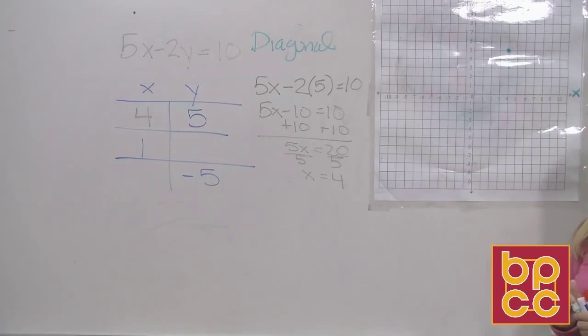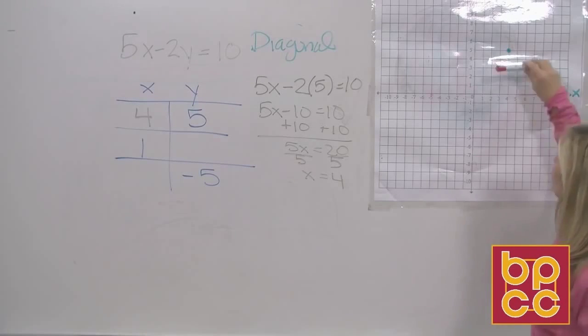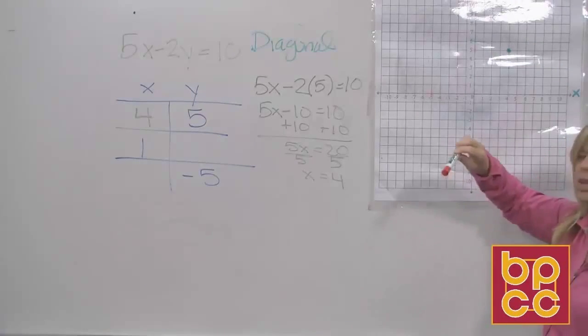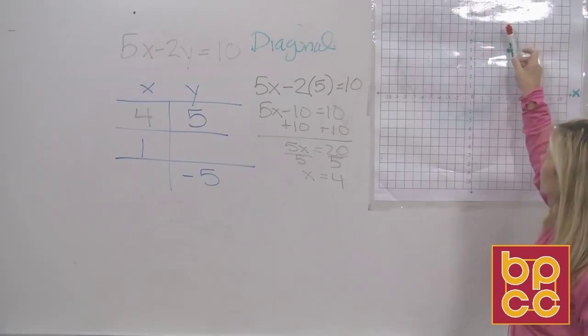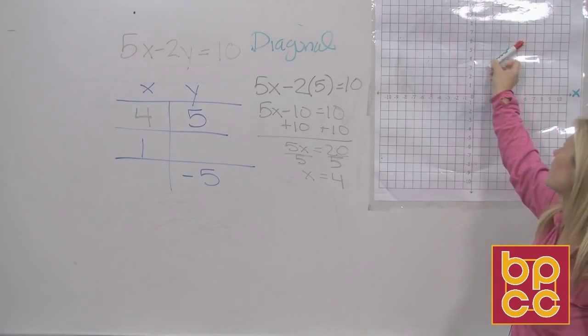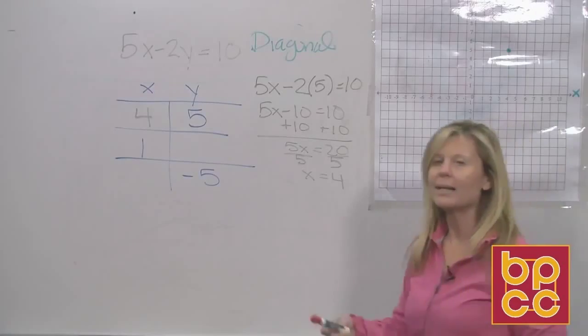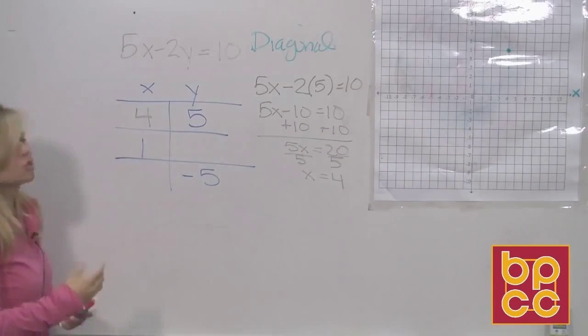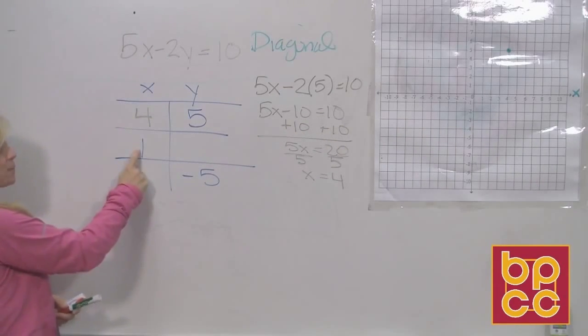But I can't draw a line yet because plotting one point doesn't guarantee which line it is. This line could be horizontal, this line could be vertical, this line could be diagonal. So I need some more information. So I go to my t-table. Here's my next piece of information.